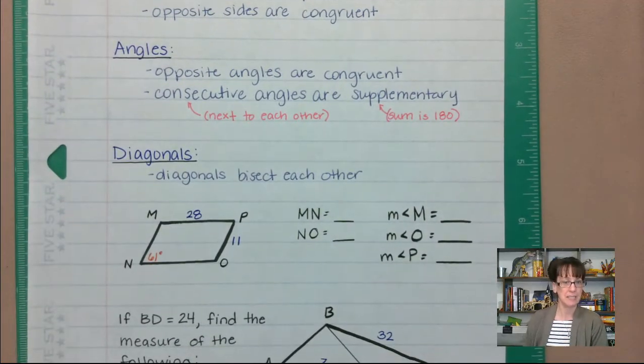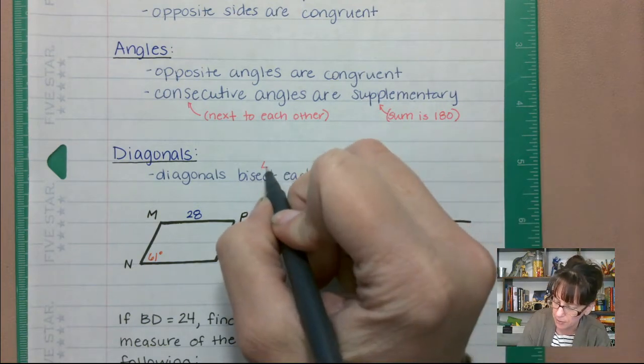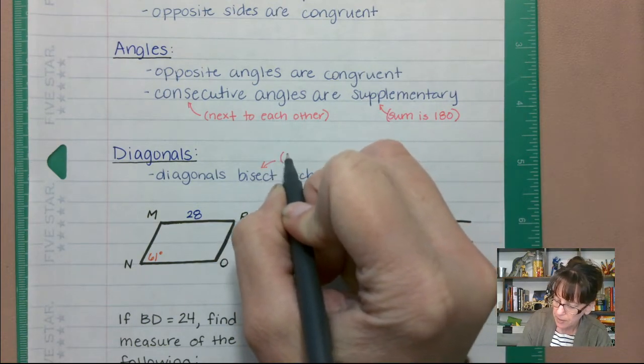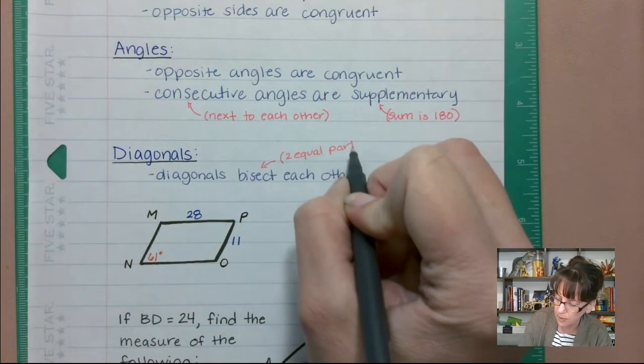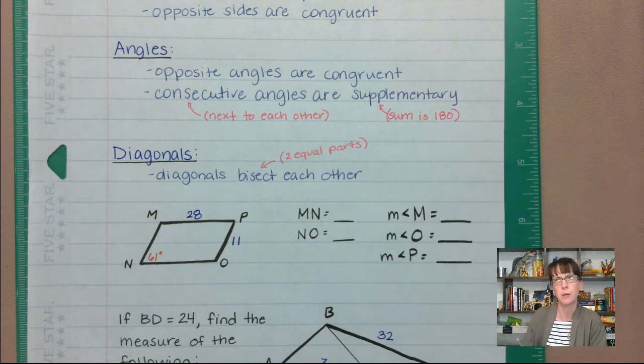Diagonals bisect each other. Remember, bisect means, and I should have probably put that on here, that it cuts it into two equal parts. So each part is equal to the other part.